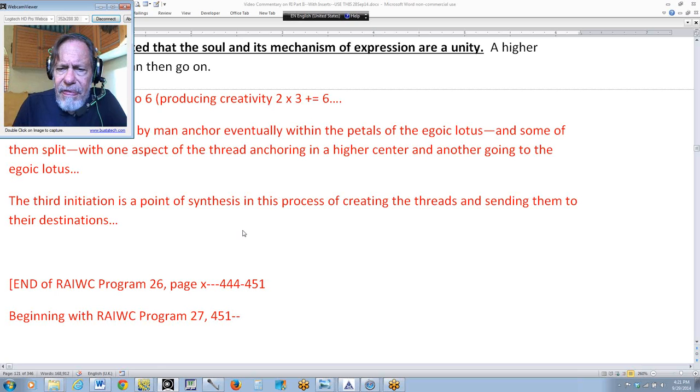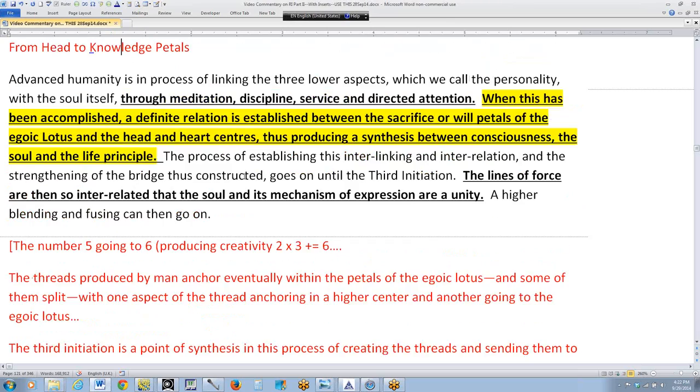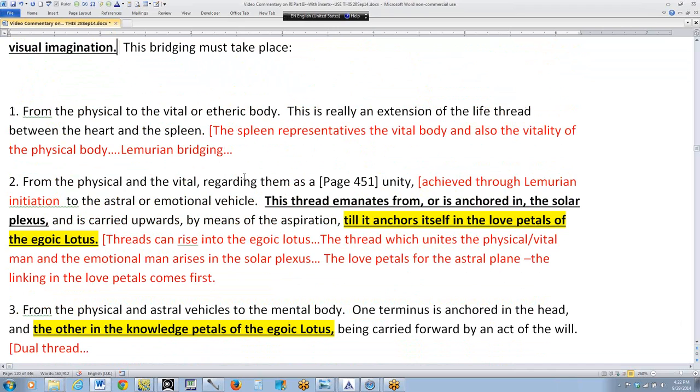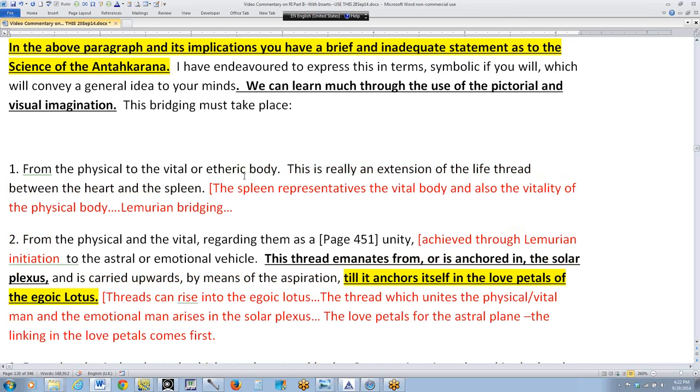When the 5 threads, 2 of the soul and 3 from man, are united, they make their way to the throat center of man, and he becomes a creative agent. And perhaps from there we can find the creative thread in process or emanating. I think he's going to elaborate on this as we move ahead. It's just worth reading this. We can learn much through the use of the pictorial and visual imagination, and I suppose we are being asked here to visualize according to what Master DK is saying.